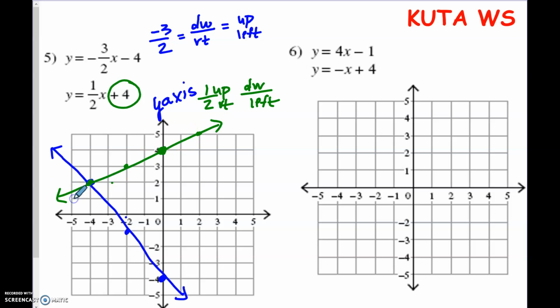And where am I hitting that at? What point do they have in common? That is the solution to this system of equations, which is -4, 2.